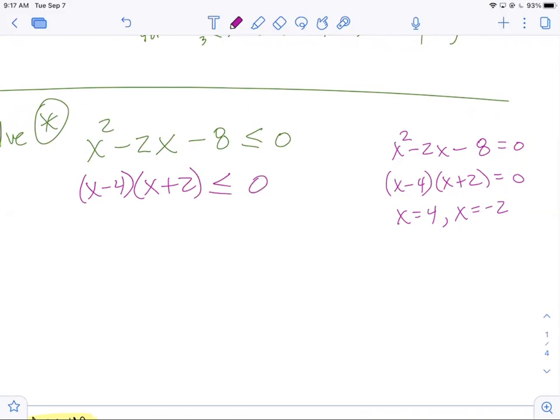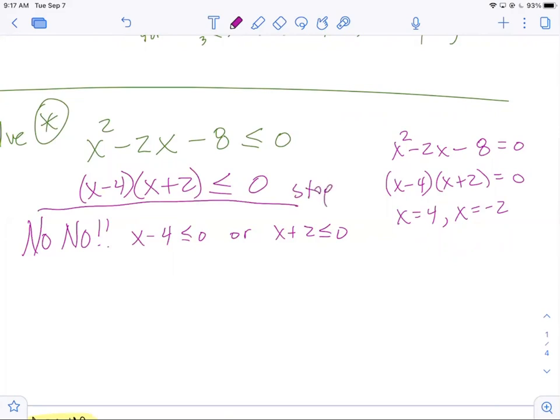That's fine. But here's a big no-no. Don't do this. Don't say x minus 4 is less than or equal to 0 or x plus 2 is less than or equal to 0. That does not work, okay? That only works if you're solving a linear inequality. And then you have to remember, if you multiply or divide by a negative, you got to flip the inequality. You can't solve a quadratic inequality or a cubic inequality or anything that's not linear algebraically, okay? So you'd have to stop right here, because once you go past that, now it's incorrect, all right?